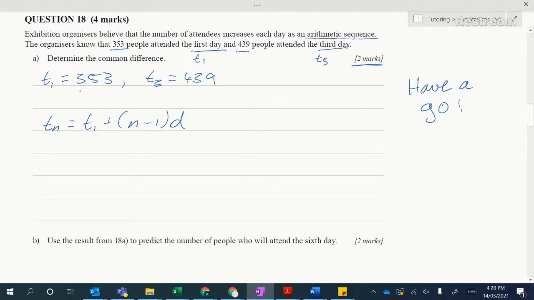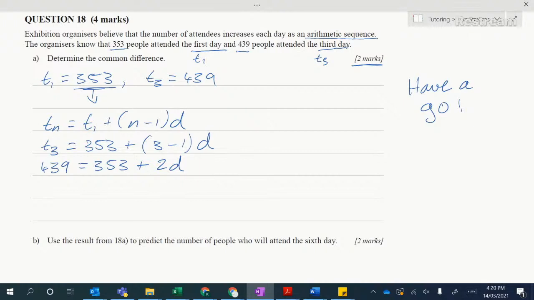Okay, so I can substitute T1 into there, and then I will also use T3. Term 3 is going to be, T1 is 353, we know that. And I'm going to substitute 3 into there. And I know term 3 is this. I know 3 minus 1 is 2, like so. And now I just need to solve for D.